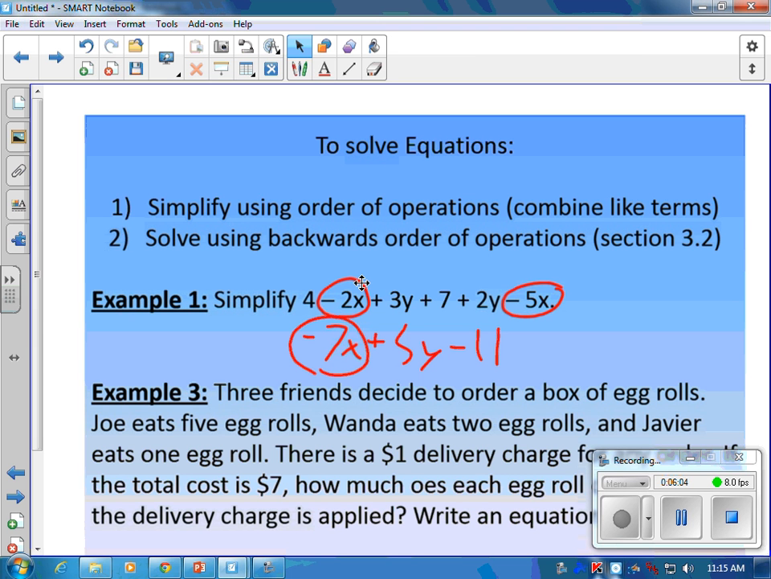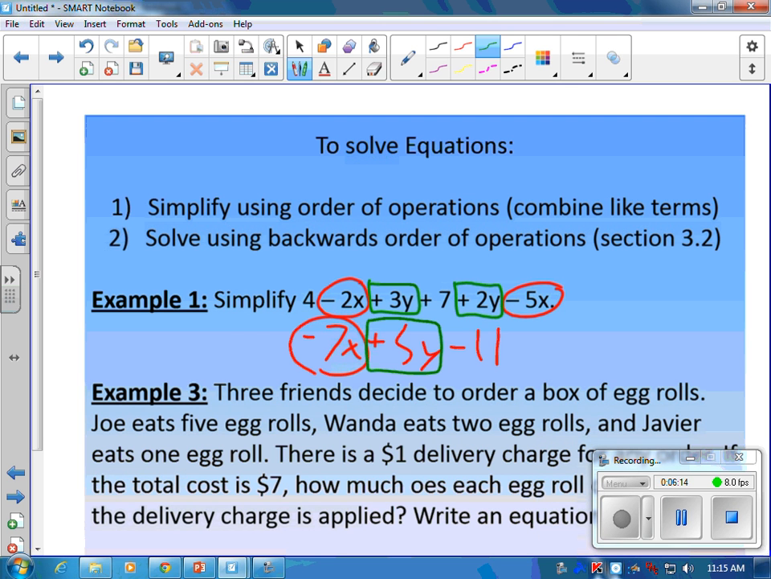Where did I get the 5y from? Where did that come from? Alex? 3y plus 2y gave me that 5y. What about that negative 11? Seth?